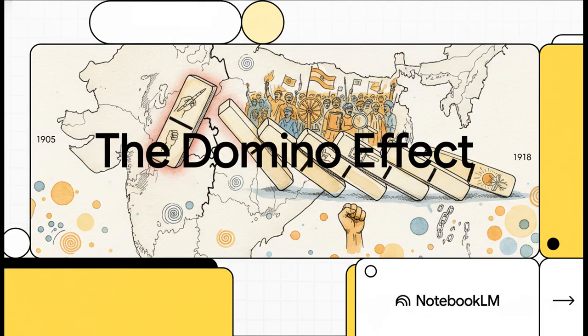Today, we're diving into an absolutely critical 13-year stretch in India's history, from 1905 to 1918. And it's a fascinating story, really. It's all about how one single decision, one line drawn on a map by the British, set off this incredible chain reaction. Think of it like a series of dominoes, where each one topples the next, completely changing the game for India's freedom struggle and paving the way for independence.